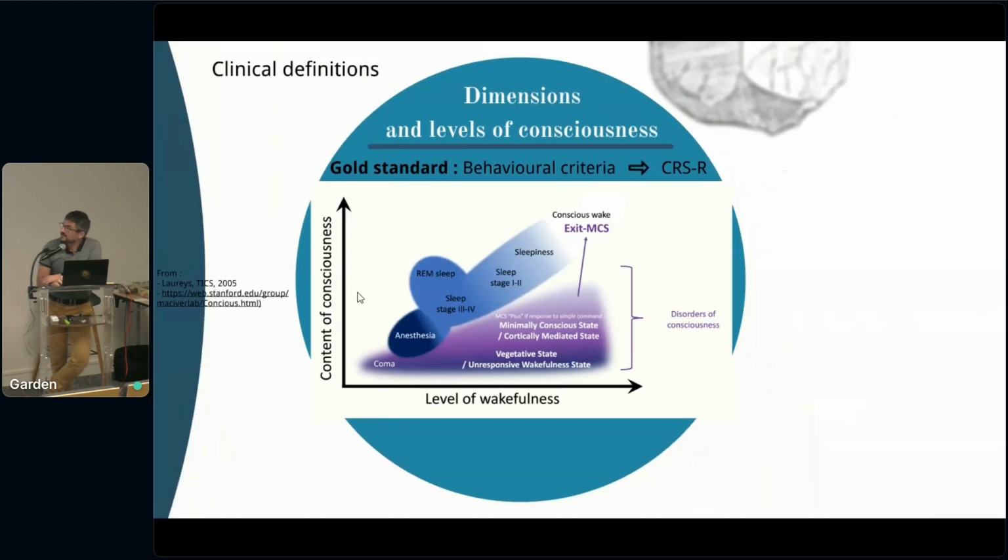And we are not currently experiencing the dissociation between both dimensions because we are now in a conscious wake. Just a few hours before we were in a deep sleep, and both dimensions evolve concomitantly, except for the paradoxical sleep. When we are anesthetized, we lose consciousness in both dimensions, and patients in coma without anesthesia have the lowest value of both dimensions. And then they can evolve, for some of them, through a dissociation between the level of wakefulness, which can increase only, and they enter into the unresponsive wakefulness state, which is the former vegetative state.